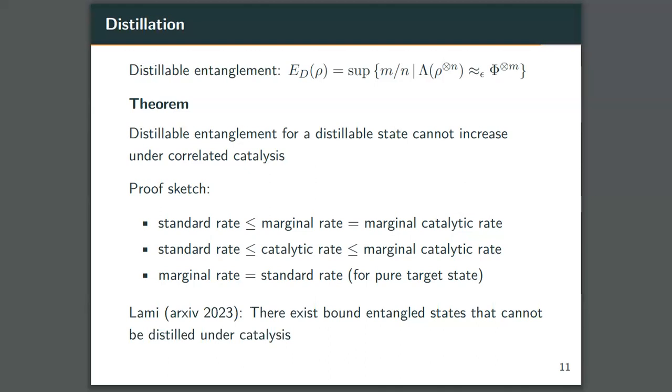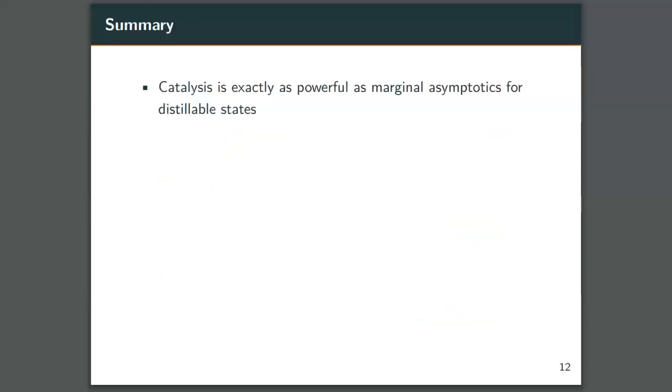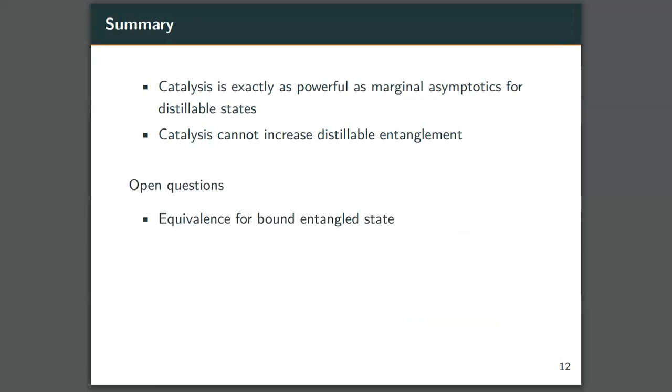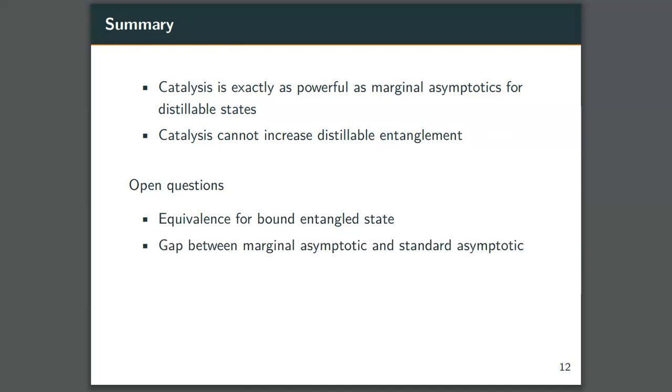So to conclude, in summary, we showed that catalysis is exactly as powerful as marginal asymptotics for distillable states. We also showed that catalysis cannot increase distillable entanglement. Open questions are: can we show this general equivalence even for bound entangled states? Because with our technique, we are not sure how to handle this. So it's really interesting. The second question is whether there is a gap between the new setting of marginal asymptotics and standard asymptotics.